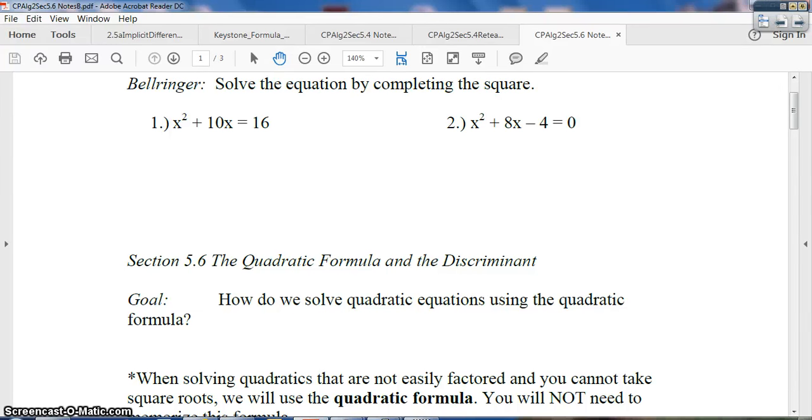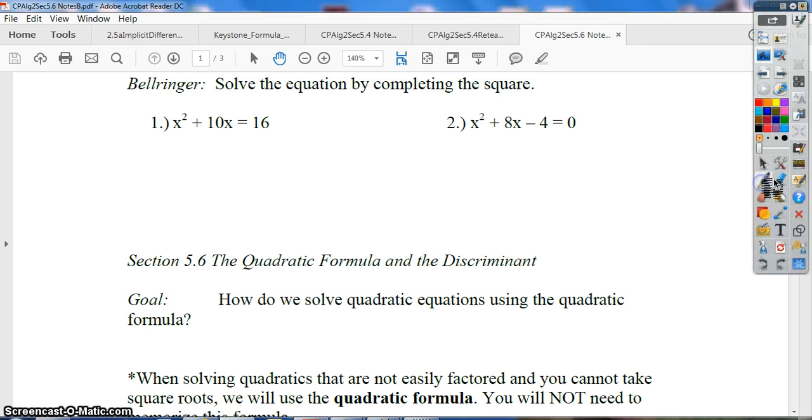Everybody, this is 5.6. Let's go ahead and start with the bell ringer. We are solving by completing the square, which is good news because A and B are already on the left side and A is already 1. So all we're going to have to do here is take this B term, which is 10, divide by 2 and square. That's going to be 25. We're going to add that to both sides.